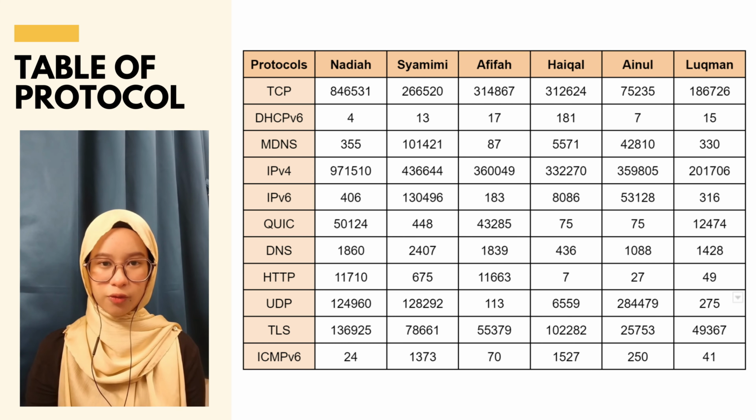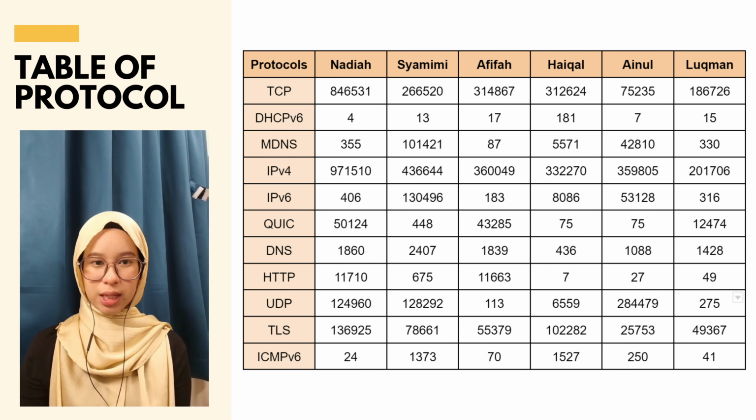DHCPv6 is a network protocol for configuring IPv6 hosts with IP address, IP prefix, and other configuration data required to operate in an IPv6 network. Haikal has the highest packet of the protocol and Nadia has the lowest packet of protocol. IPv4 protocol is the underlying technology that makes it possible for us to connect our devices to the web. As shown in the table, Nadia has the highest packet of IPv4 protocol, meanwhile Luqman has the lowest packet of IPv4 protocol.